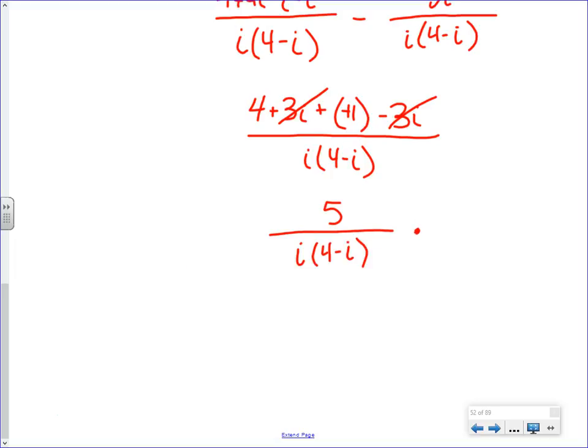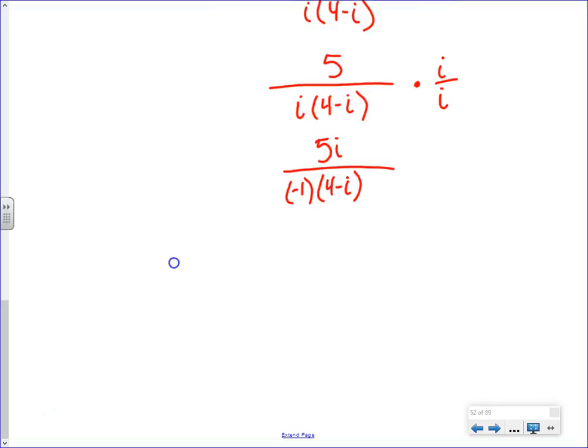Then why am I putting it times? We could try to deal with them all at once, or we could deal with them piece by piece. How do we deal with it piece by piece? How about times I over I? Let's just deal with him first. And then we get 5I all over I squared, which is -1, times 4 minus I. We could do a few things with the -1. But one thing we could do is just distribute them in, and it'd be a positive I and a -4.